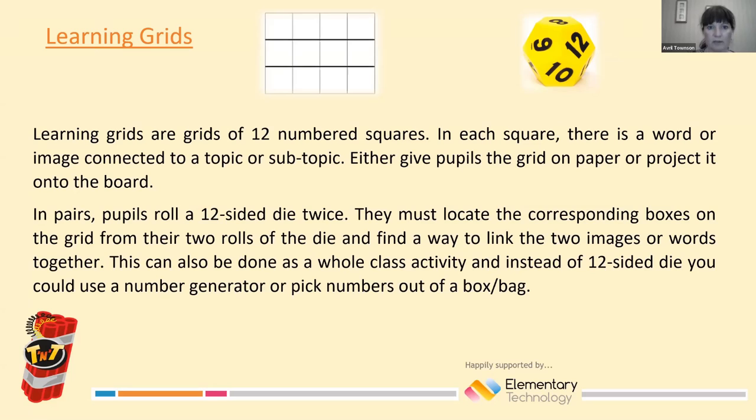So they get two separate dice rolls. For example, if they get a 6 and then a 5, they would have to look at the item that was in square number 6 and then the item that was in square number 5. The challenge is then to make a connection, or to correctly link those two items, whether it's a keyword and a diagram. That can be quite challenging, getting them to make connections between those two particular keywords or diagrams or whatever it is that you've placed in that.